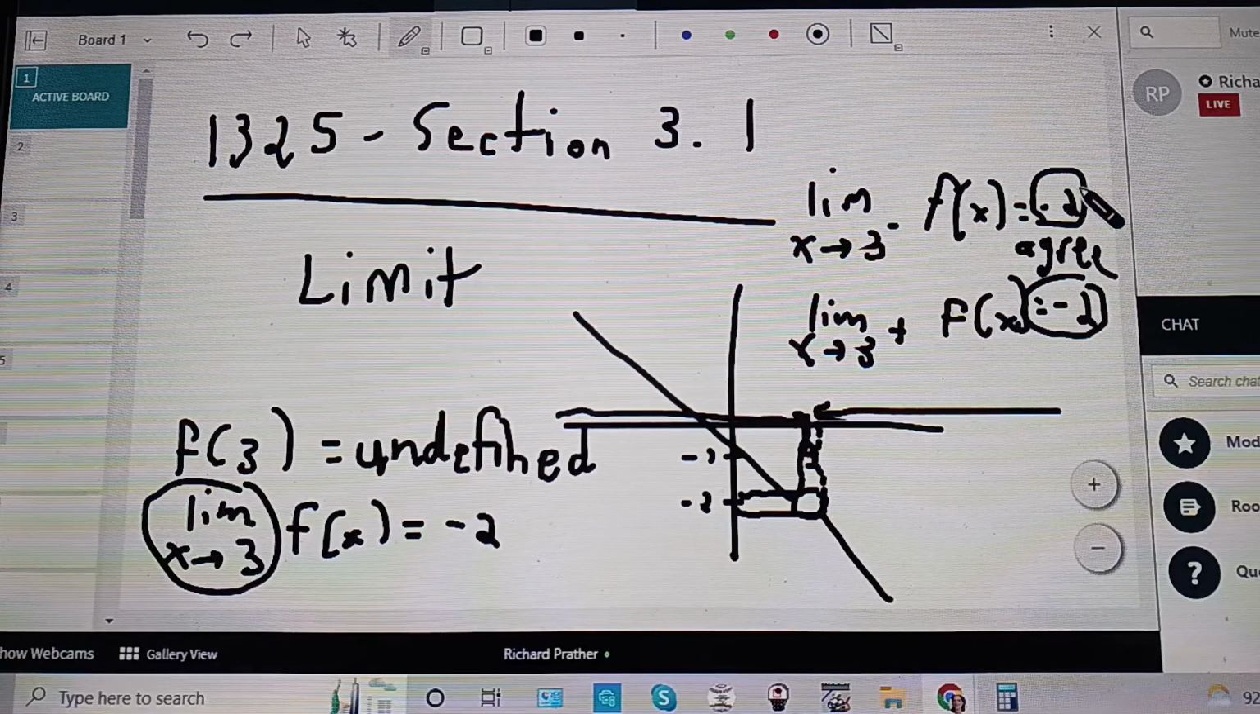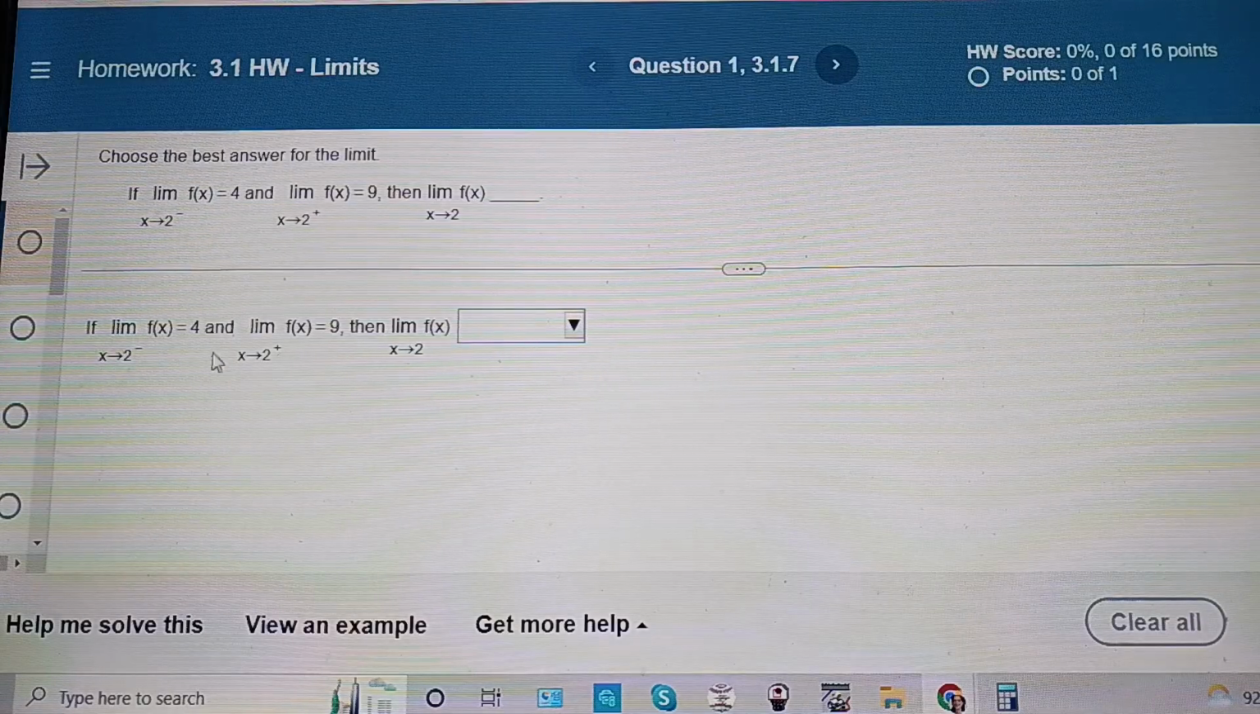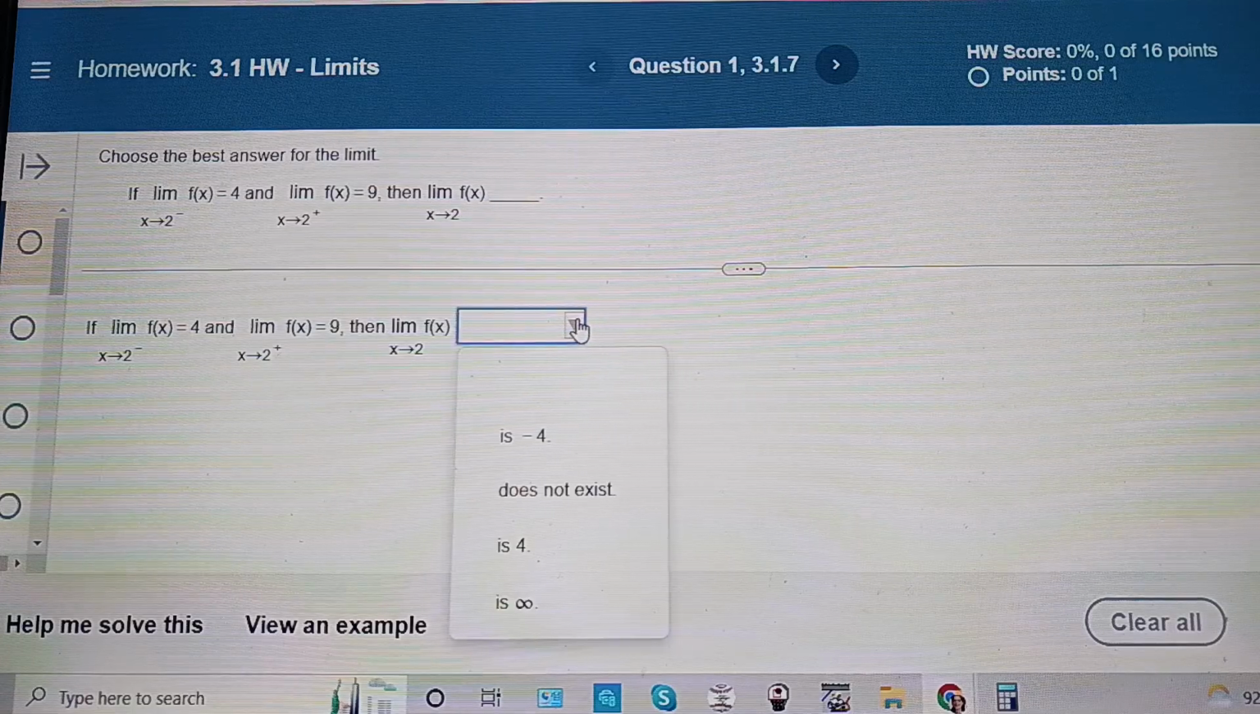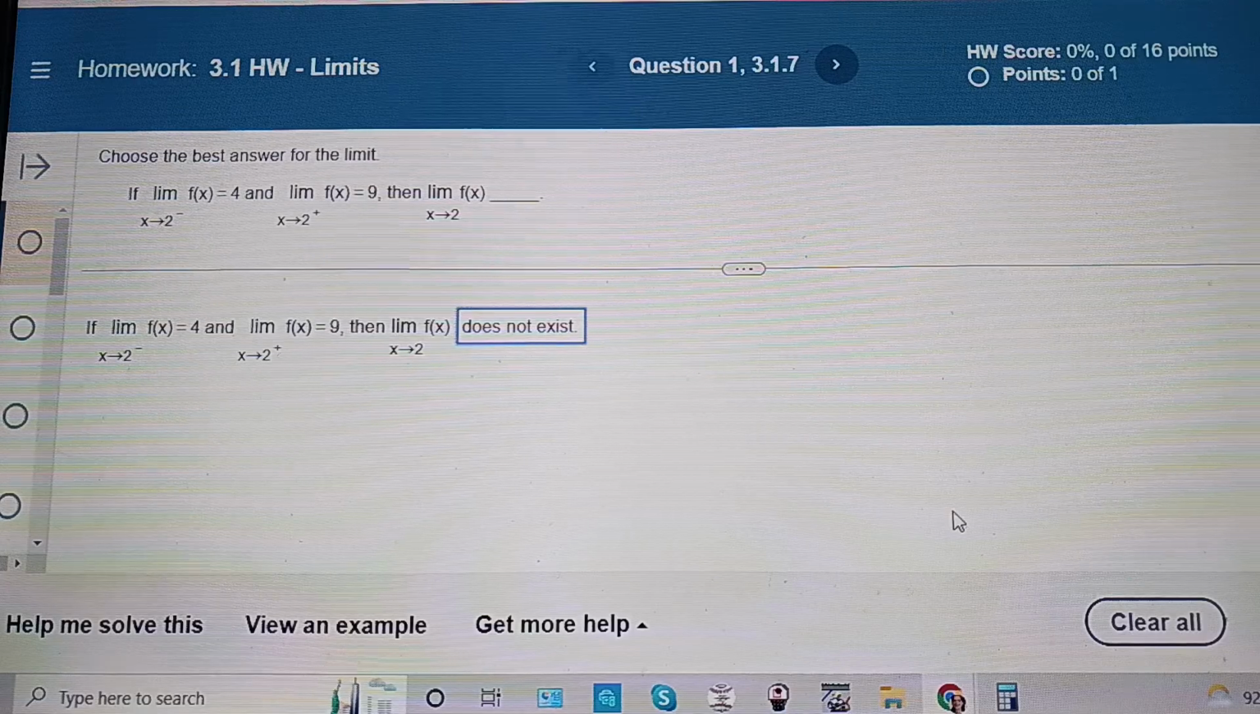If these two disagree with each other, fully disagree, not just a little bit off, but completely different answers, then there is no limit. That's what this first problem is saying: if the limit as x approaches 2 from the left happens to equal 4, if you're really close to 4 for the y value, but then you do it again a little bit to the right of 2, the limit from the right, if that answer is 9, then what is the overall limit answer? The answer is it does not exist, which is similar to saying undefined.